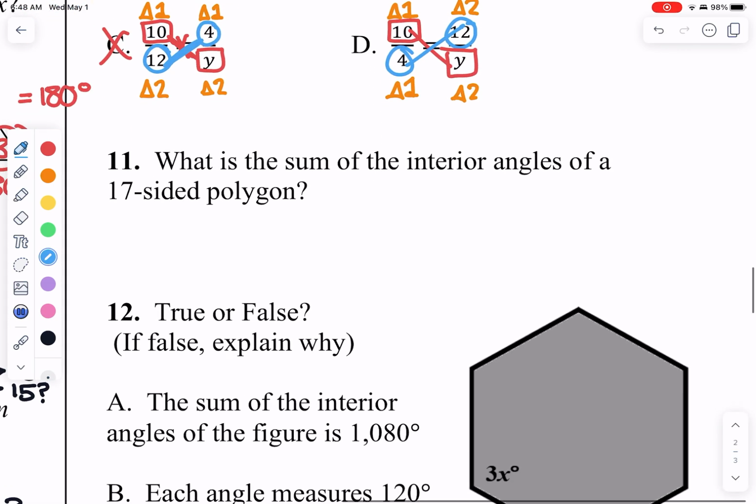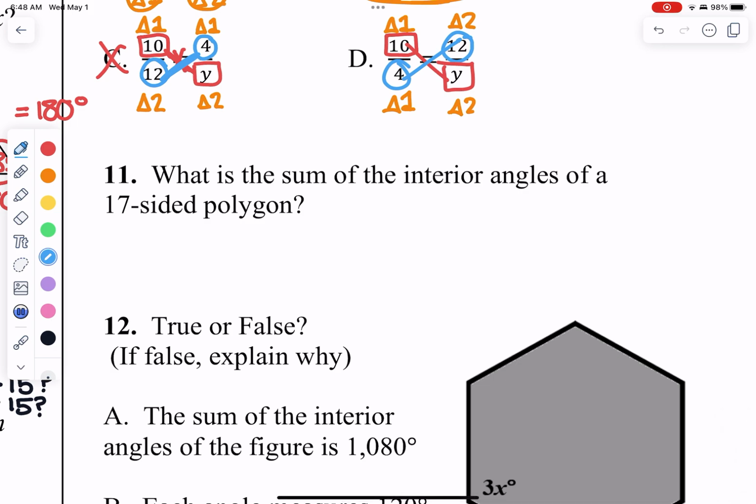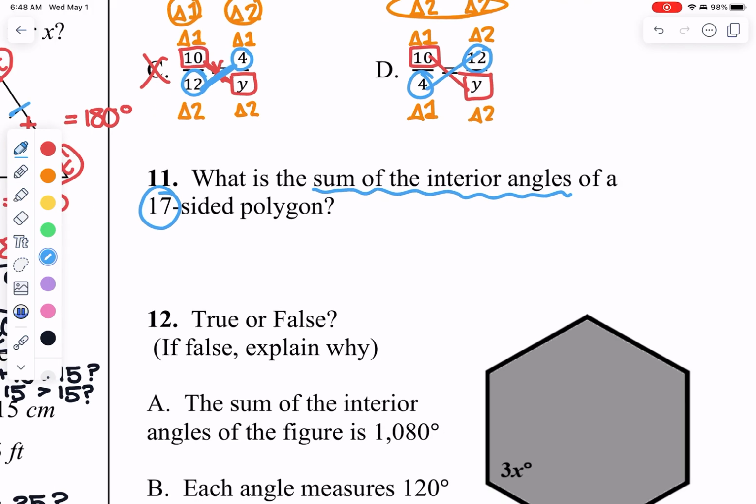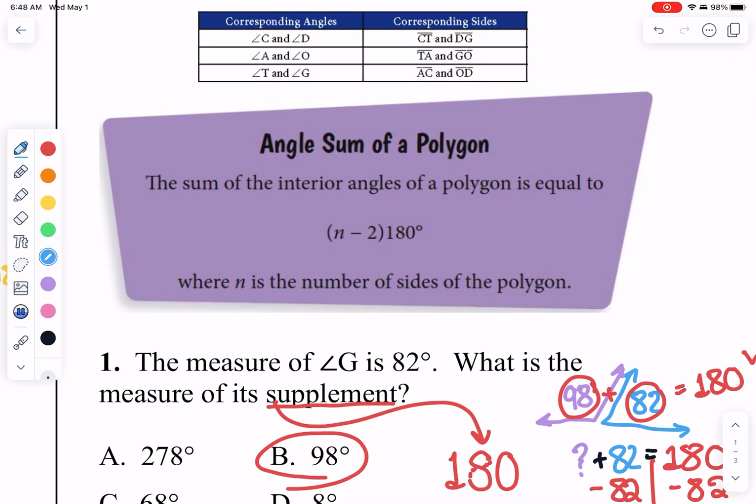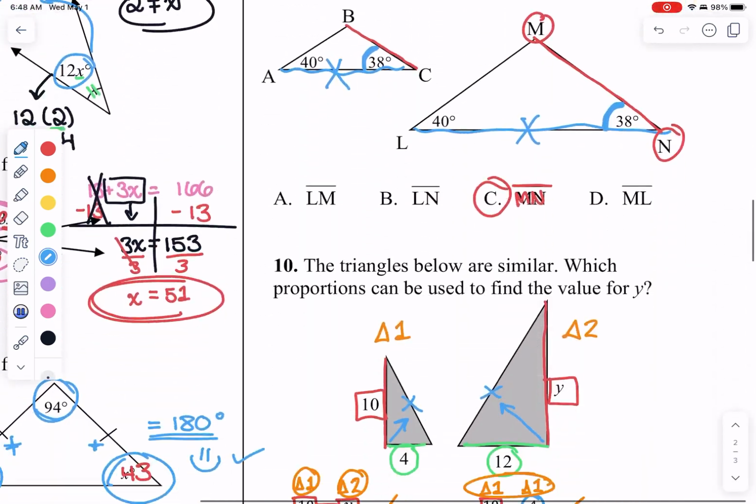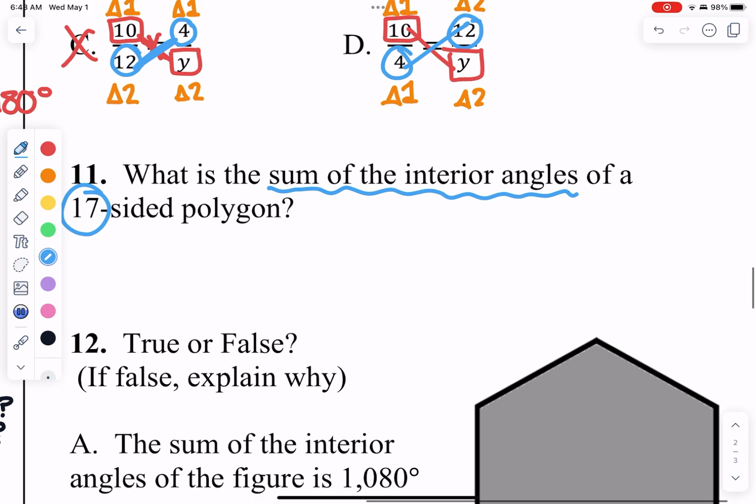Number 11 said, what is the sum of all the interior angles of a 17-sided polygon? Okay. We did this for a couple days back in February or March. But we basically use this angle sum of a polygon, which means that I take the number of sides, n, and I subtract 2. Then I multiply that by 180 degrees, and that should tell me the sum of all the interior angles. I'm going to write that down here. N, which is the number of sides, minus 2, times 180 degrees.